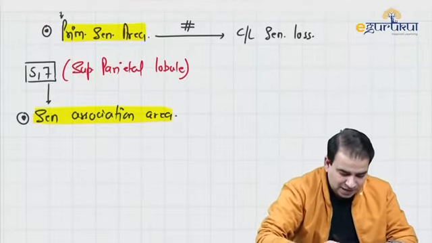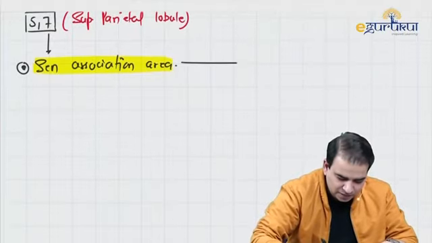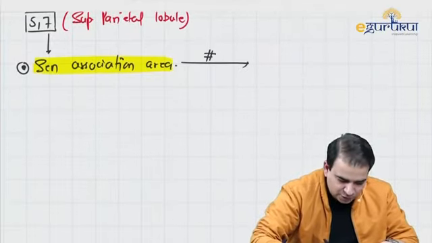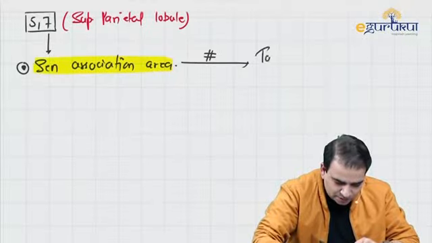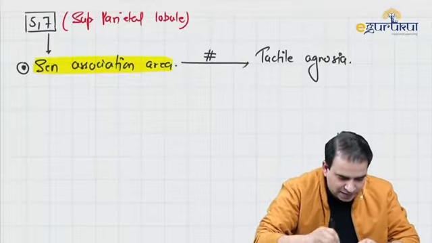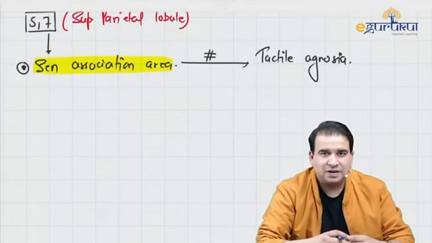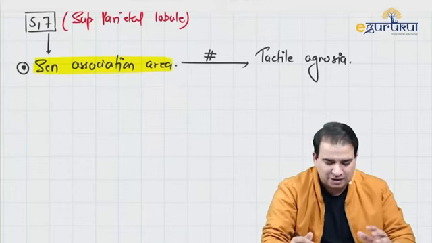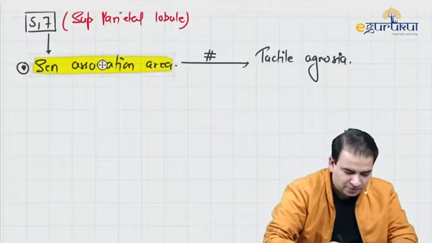So if there is any injury to this sensory association area, that will lead to the tactile agnosia. The inability to perceive the roughness or the texture of an object will be there. So tactile agnosia will be there in case of the injury to this area number 5 and 7.